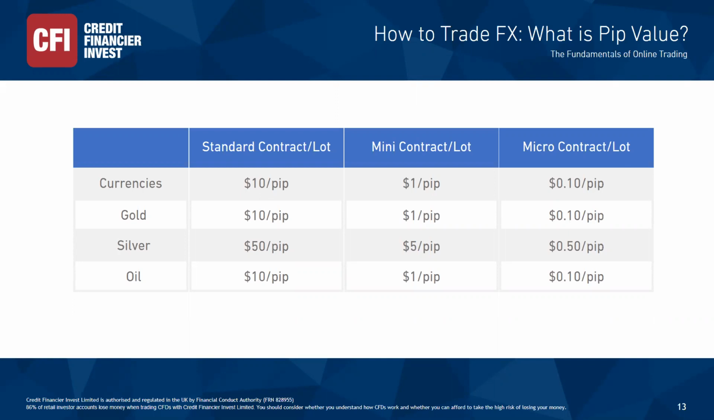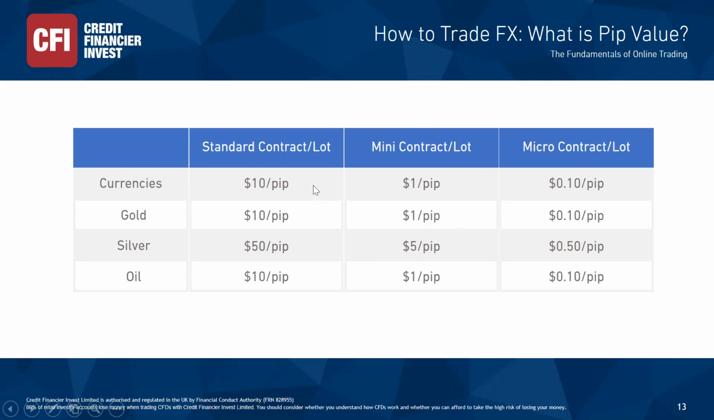So here, to make things simpler, I just put in dollars, because of the previous example I just gave you with the euro versus US dollar. As you can see over here, the pip value for currency is $10 per pip for the standard contract. You probably notice it does vary a bit depending on the contract size. For the standard contract, it's $10 per pip, for the mini contract it would be $1 per pip, and for the micro contract it would be 10 cents per pip. As you can see, it's very different, so just bear that in mind.